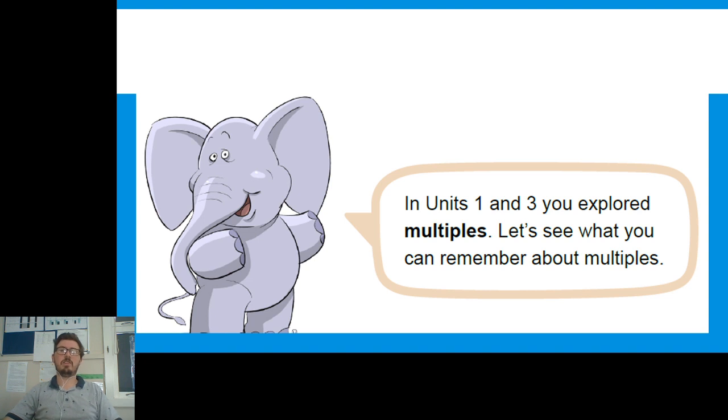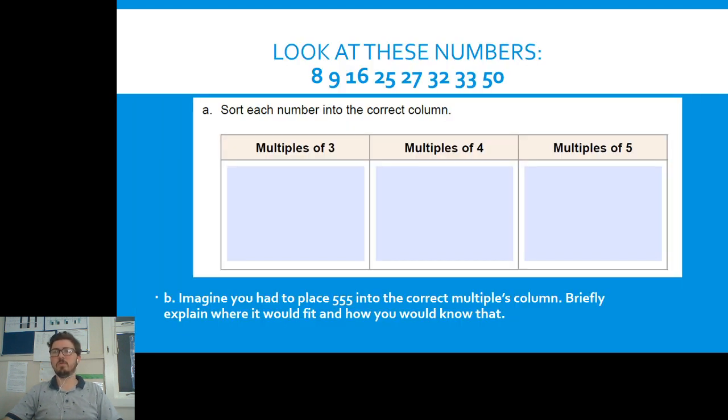So in units 1 and 3, which we did last term, you explored multiples. Let's see what you can remember about multiples. So we got some numbers here, and this is the first question on your worksheet. The numbers are 8, 9, 16, 25, 27, 32, 33, 50. You need to sort those numbers into the following boxes. Which ones are multiples of 3? Which ones are multiples of 4? Which ones are multiples of 5?